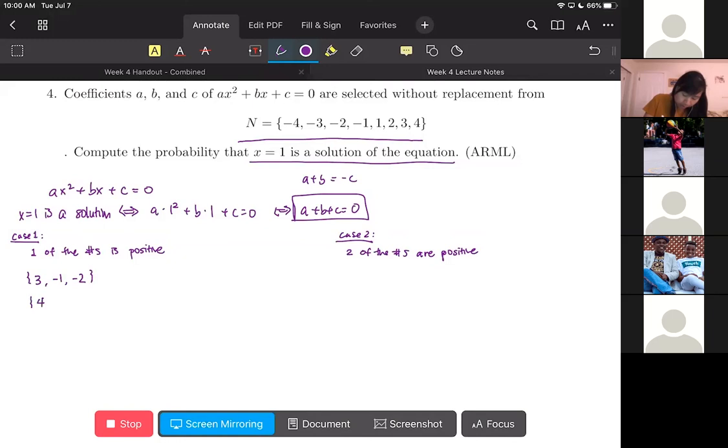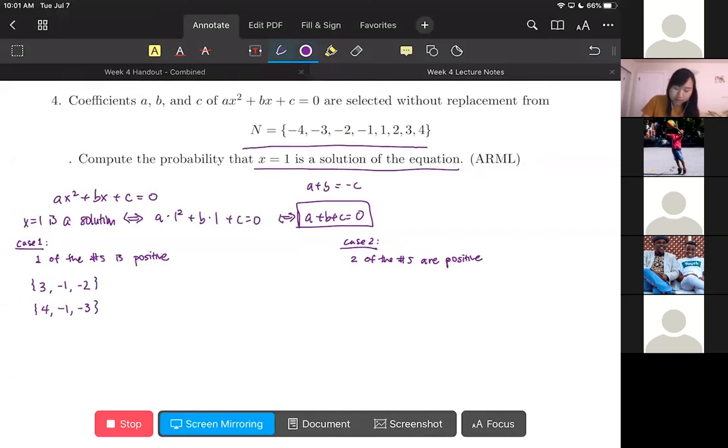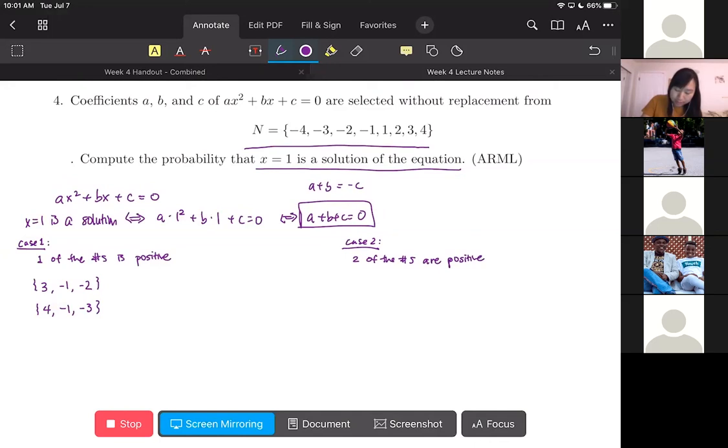And then what about 4? Negative 1 and negative 3. Okay, so we have found 2 possibilities if one of the numbers is positive. What about case 2, where 2 of the numbers are positive? What could we select for a, b, and c? We can have 1 and 2 and then -3, and 1 and 3 and -4. Awesome.